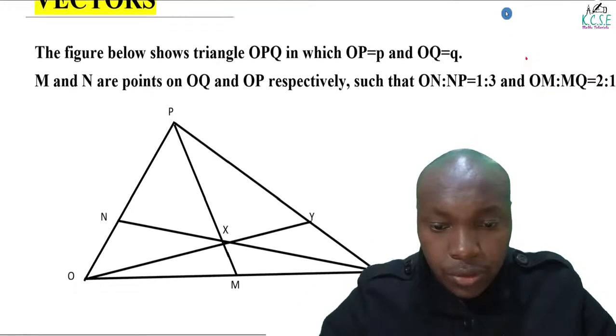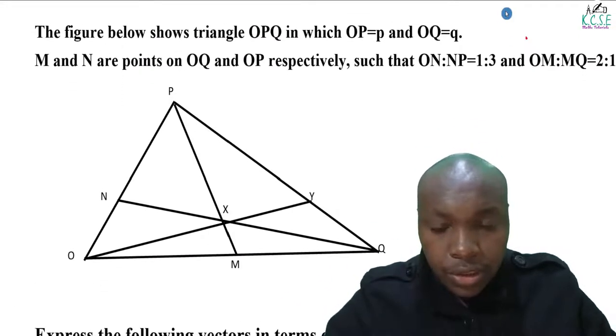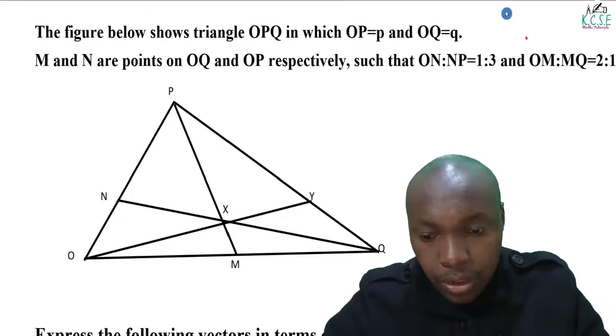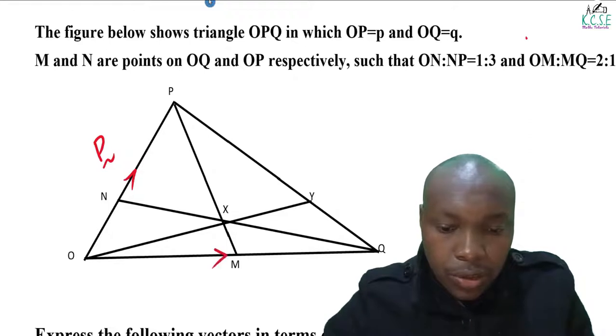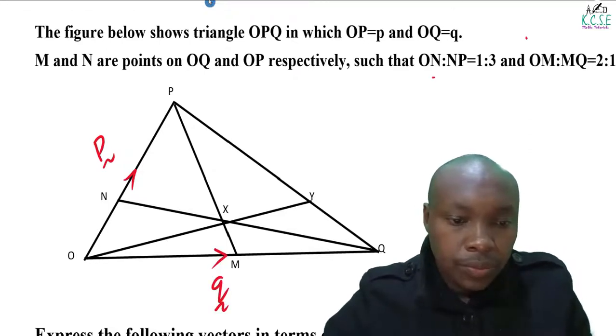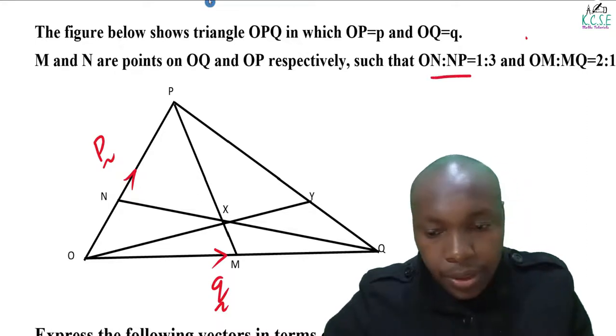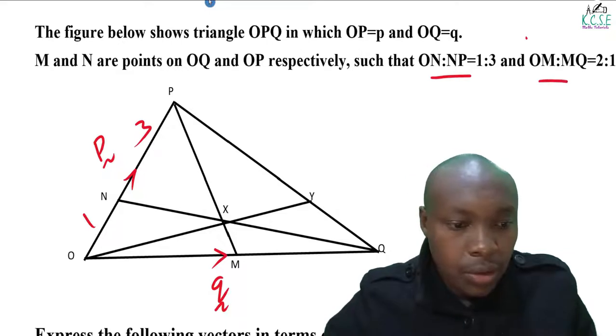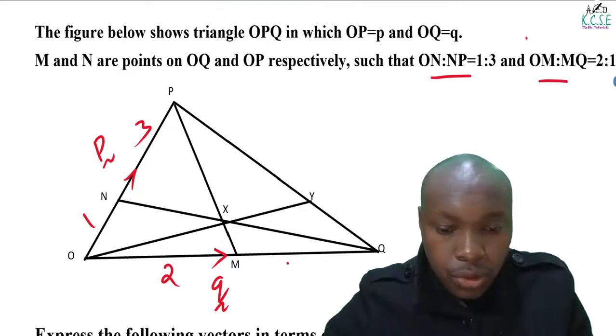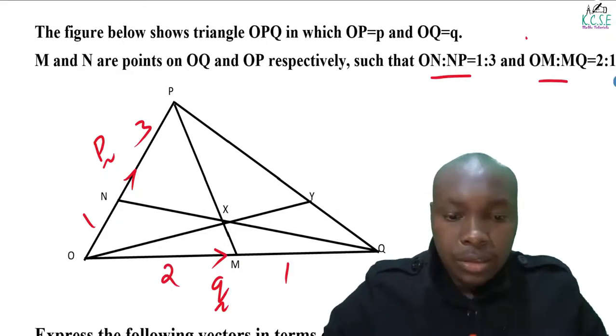Before we go to the questions, let us put the ratio and the direction. So we're given vector OP. OP is that. Direction is very important. I can put the direction, that is P. Then OQ, the direction is given this way, so that is Q. Then the ratio ON:NP, 1 is to 3, that is what it is. OM:MQ is 2 is to 1. So having done that, let's go to the question.